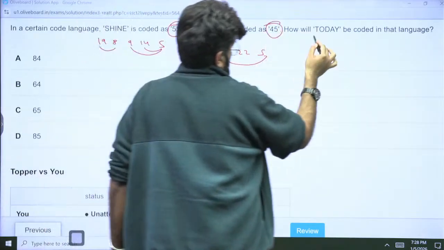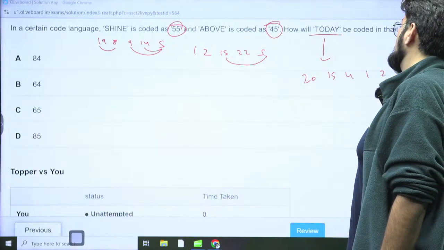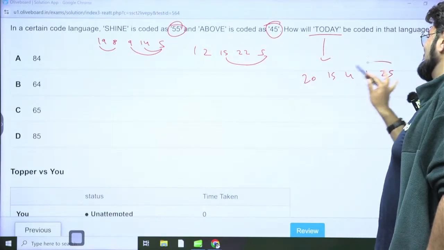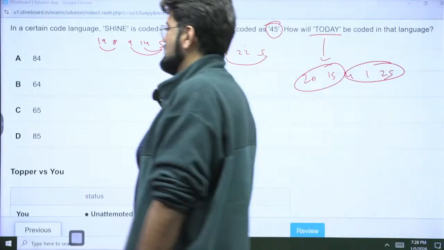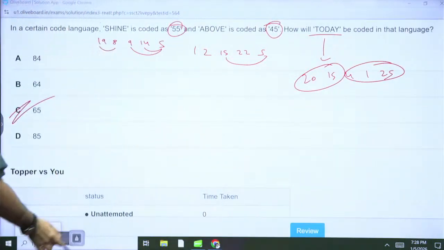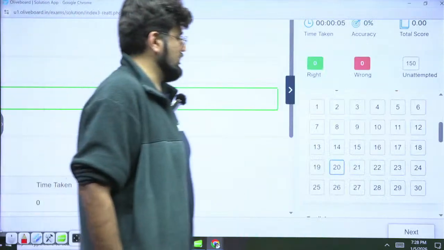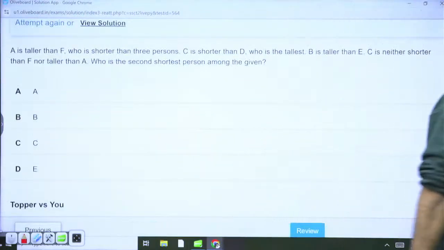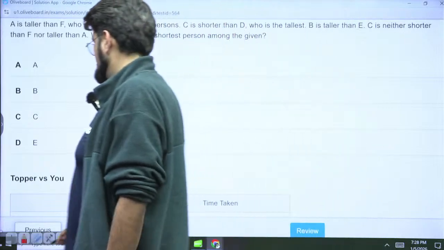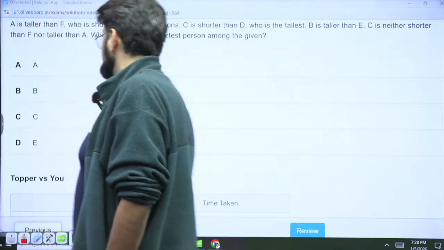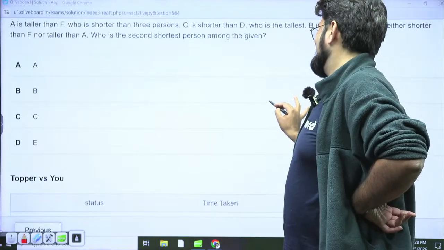Oh, great. Awesome. This is a very simple question. So 20, 15, 4, 1, 25. This is 30. This is 35. 65. Option C. Okay, 39 seconds. Excellent. Next. A is taller than F, who is shorter than 3 persons. Okay.